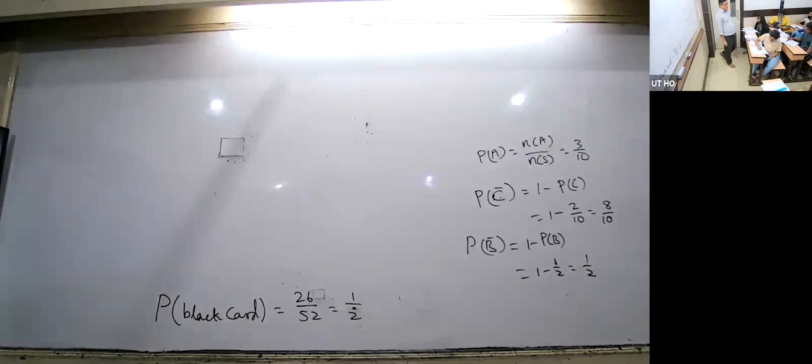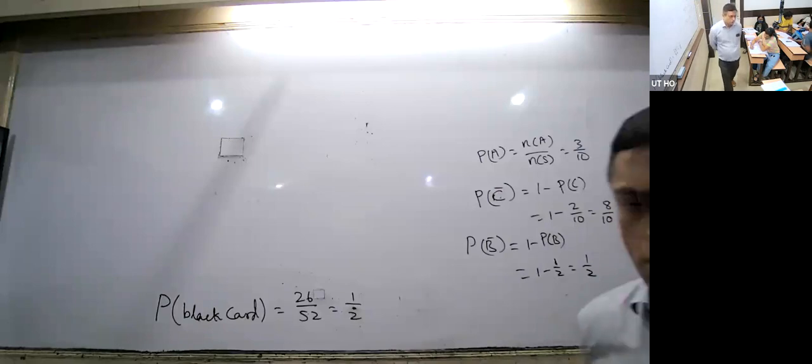Yes, sir. Face card: 12 divided by 52, that is equal to 3 upon 13. Okay, next is face card of red color. So 6 by 52, which is equal to 3 by 26. Hope all of you got it. Last one is face card of red color. How many face cards are with red color? Total 12, out of which 6 are red color and 6 are black. So face card of red color is 6 upon 52.